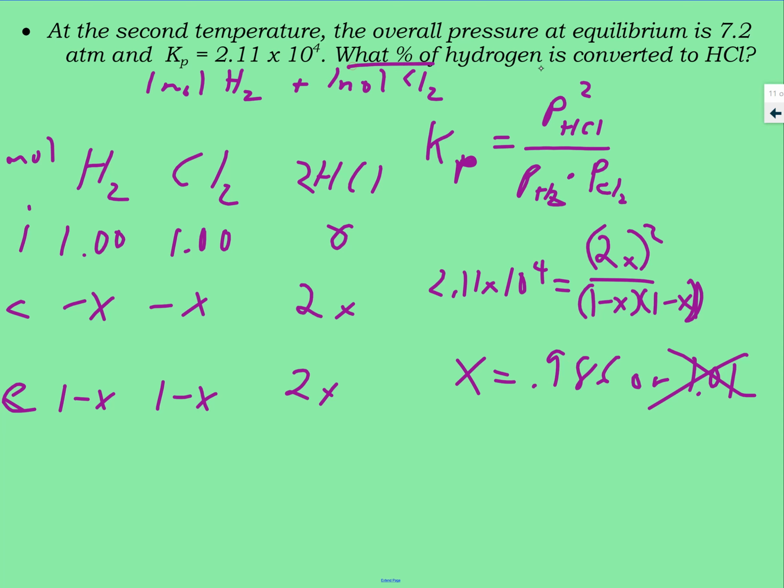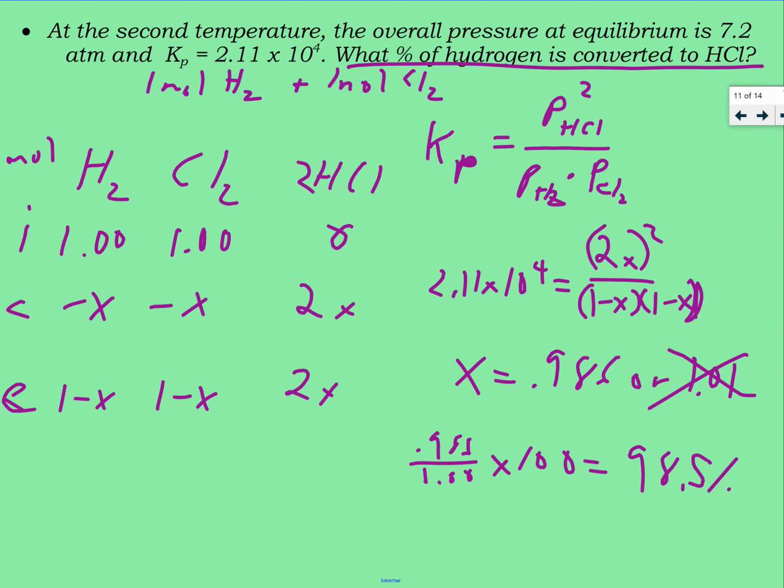It says what percent of hydrogen is converted to HCl. So we're going to take the moles of hydrogen that reacted, partial over total. So 1 mole to begin with, 0.986 times 100. So we get 98.5% of the hydrogen was converted to HCl. It's a fairly large amount, which makes sense since we had a relatively large Kp. We'll talk more about what large and small means later. Sorry about that.